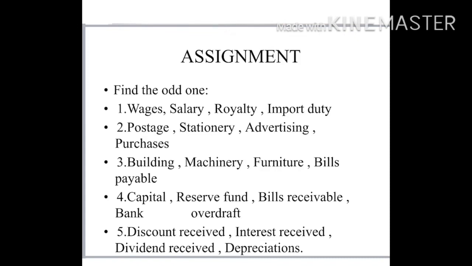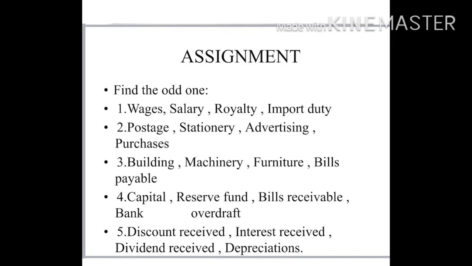Third one, building, machinery, furniture, bills payable. Building asset, machinery asset, furniture asset, bills payable, liability. So which is the odd one? Bills payable. Now see fourth one, capital, reserve fund, bills receivable, bank overdraft. Now only bills receivable is asset, rest all are liabilities. So your odd one is bills receivable.